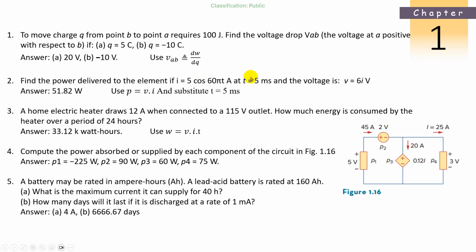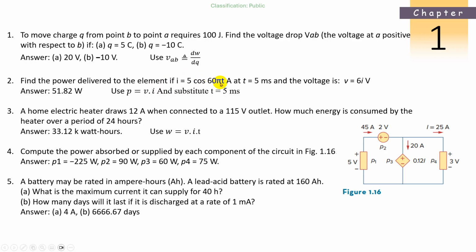So what is V? V is 6 times I. What is I? I is 5 cos 60 pi t. So 6 times I multiplied by 5 cos 60 pi t. So 6 into 5, how much? 30. 30 I square. Okay, 30.